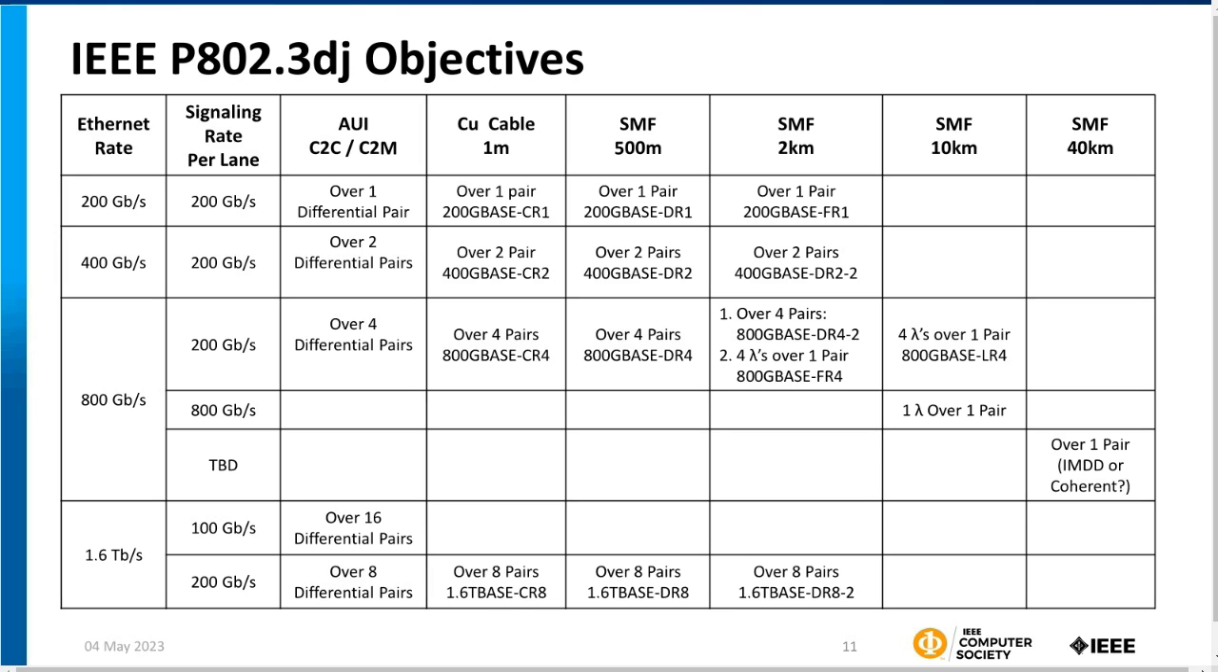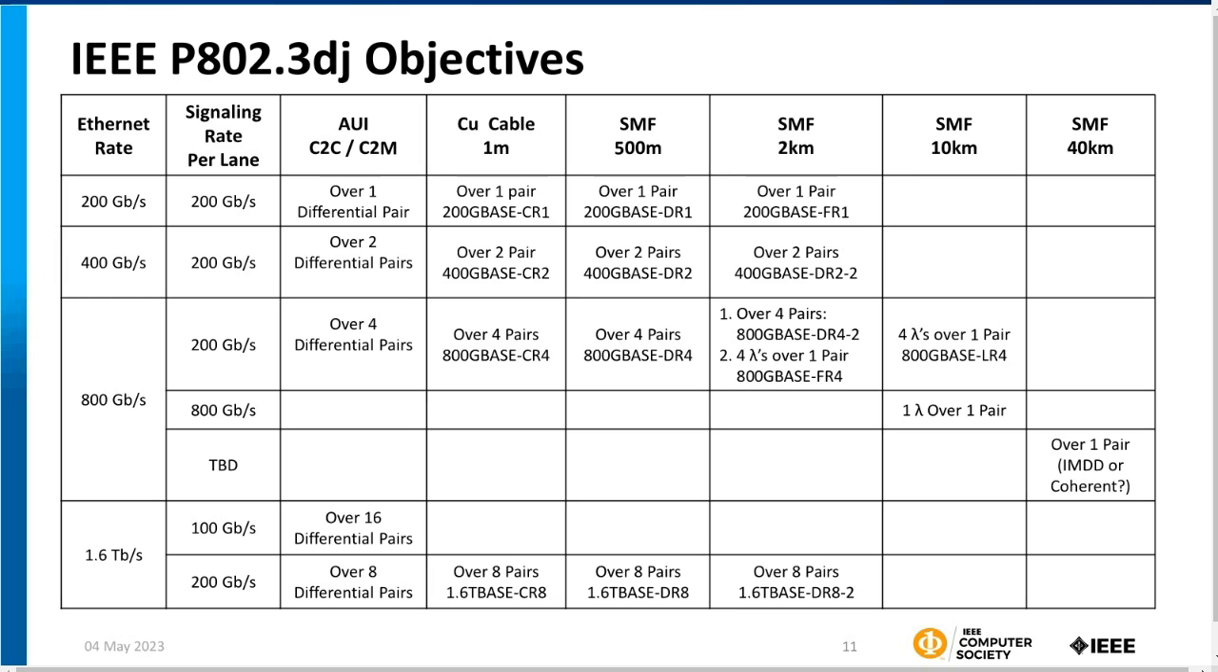When we go out to 10 kilometers, we do have a solution that will do 4 lambdas over 1 pair of fiber. This is referred to as the LR4. But we also are going to be doing a serial approach. And then at 40 kilometers, we're going to be doing 1 pair over there as well. And IMDD optics are being considered as well as coherent. At this point, while I've said they're being considered, the reality is that the baselines that we've seen are really only coming in as coherent for the 40 kilometers.